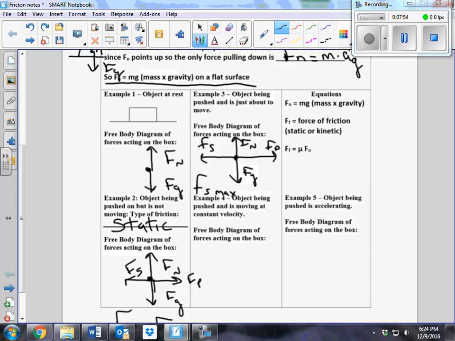Think about when you guys have been moving objects. You're moving and you're like, oh, I got to push this dresser over here, and I'm not strong enough to lift it. So you keep pushing and you push and push and push, and eventually it starts to give and the box moves. That's your static friction max.